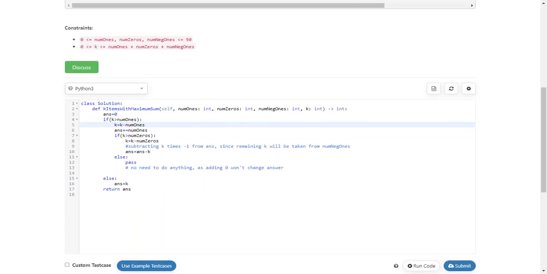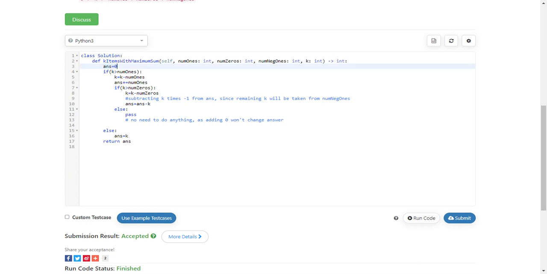So coming to the answer, see, it's an O of one answer because it's fixed. They have clearly given that these values are less than 50, and my k is always less than or equal to the sum of all the three. K cannot exceed them. It can exceed any two, but it cannot exceed the sum of all the three. Okay, I am initializing answer with 0. This is the first if condition. If my k is greater than numOnes, then do something here. If it is not so, this is the else part.